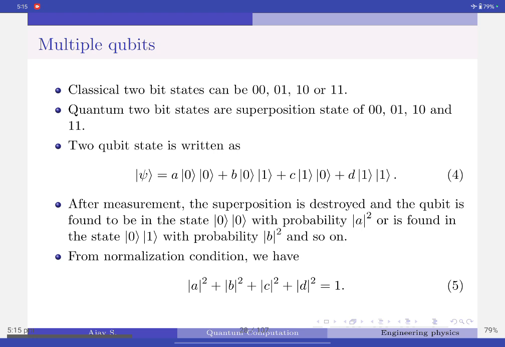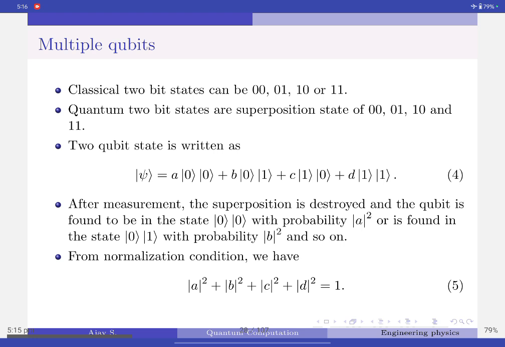You can also have multiple qubits. Classically, two-bit states can be 00, 01, 10, or 11. Quantum 2-bit states are superposition states of 00, 01, 10, and 11. The 2-qubit state can be written as ket psi equals A ket 0 ket 0 plus B ket 0 ket 1 plus C ket 1 ket 0 plus D ket 1 ket 1.